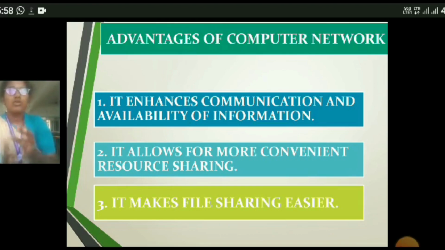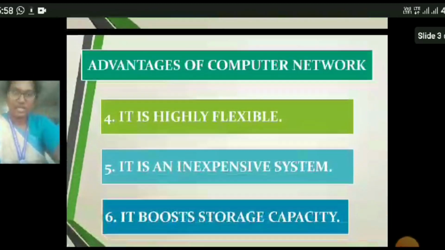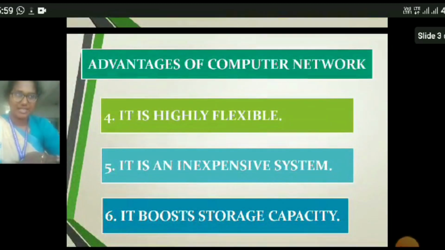Then it allows more convenient resource sharing. We have already discussed resource sharing, which will be very easy and more reliable. Next, it makes file sharing easier. While connected to a network, sharing of files is very easy and reliable. Next, it is highly flexible. Then it is an inexpensive system.